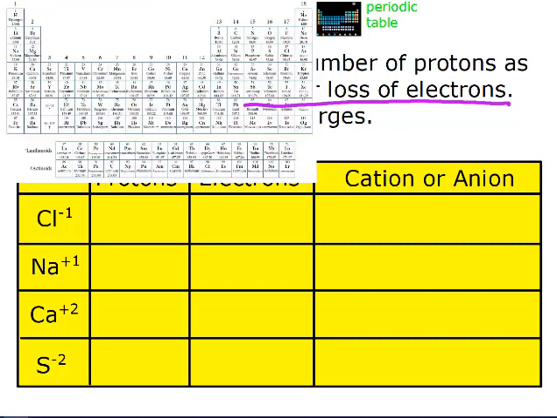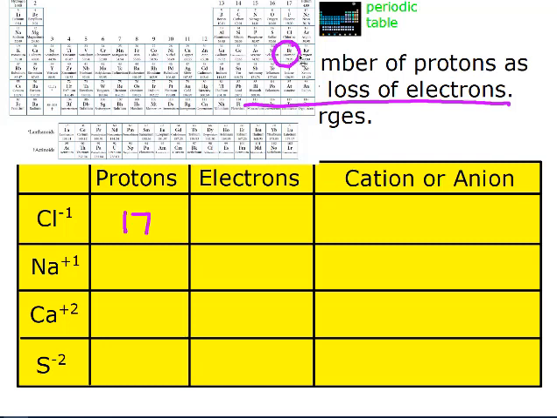We would look on the periodic table, find chlorine, and say, well, chlorine has an atomic number of 17. So my protons must be 17. Then I look at the charge. The charge determines if I have more electrons than protons or more protons than electrons. In this case, since I have a negative charge, I have to have more electrons. How many more electrons? 1 in this case, so 18 electrons.